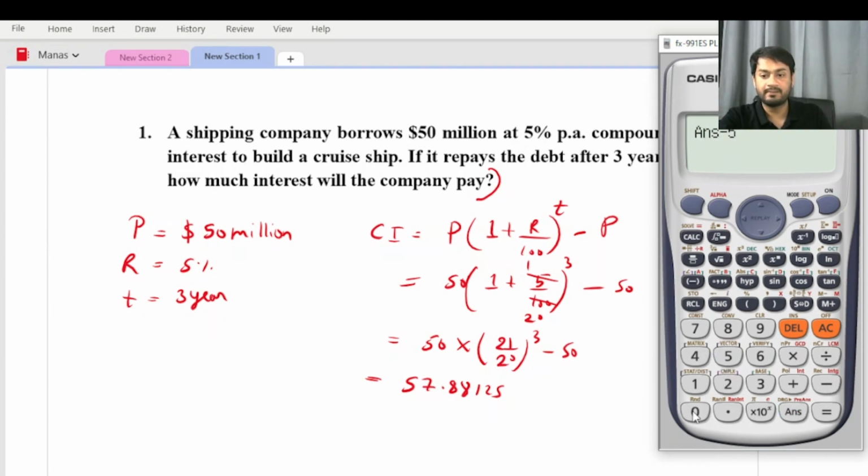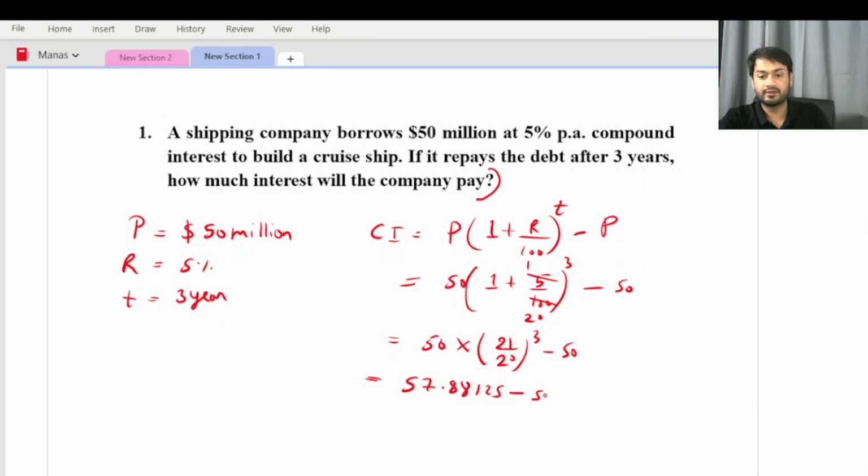Why 50? Because we need to cancel the principal amount. So what is the answer? If I subtract 50, that is the principal amount, the interest will be $7.88125, and this is in million, right? So this much amount he needs to pay as interest. Okay, so this is a very interesting thing.